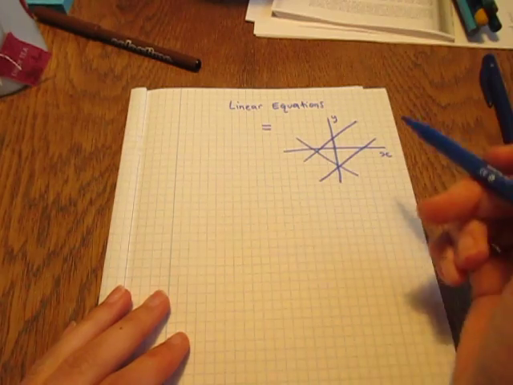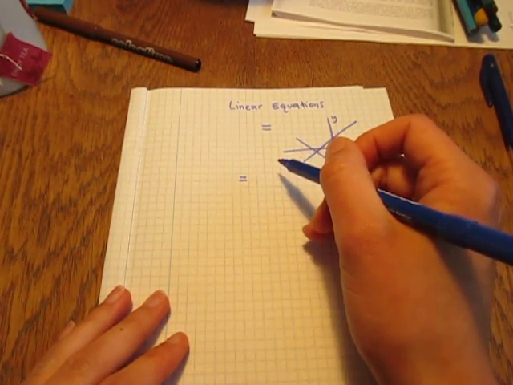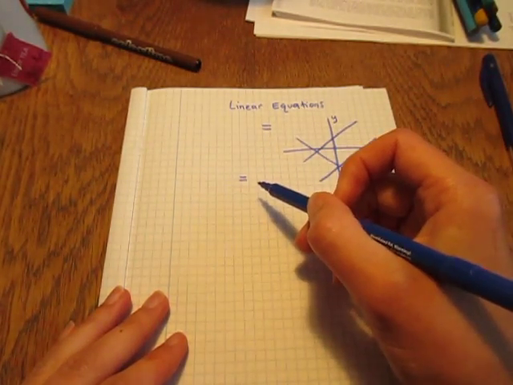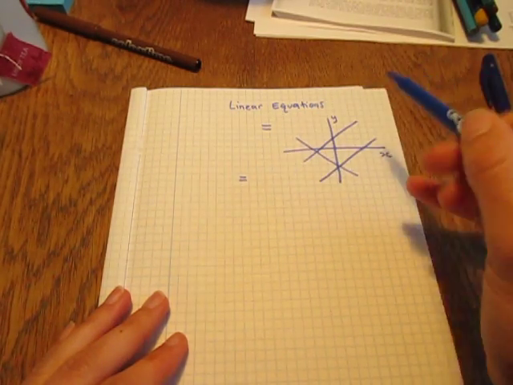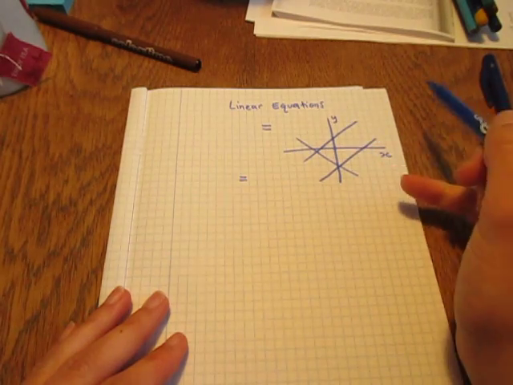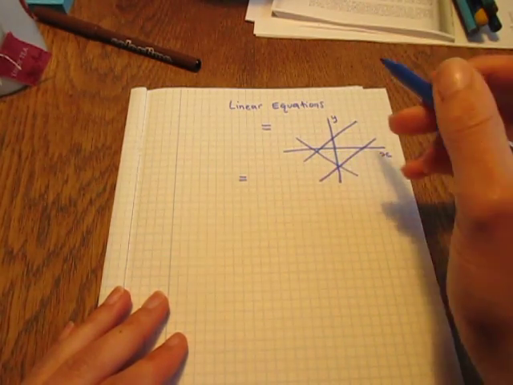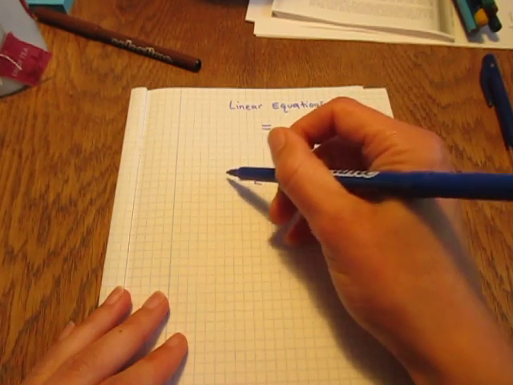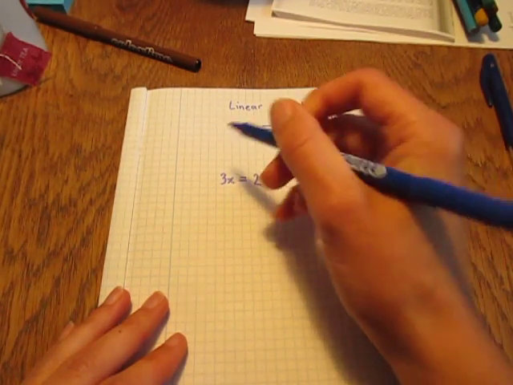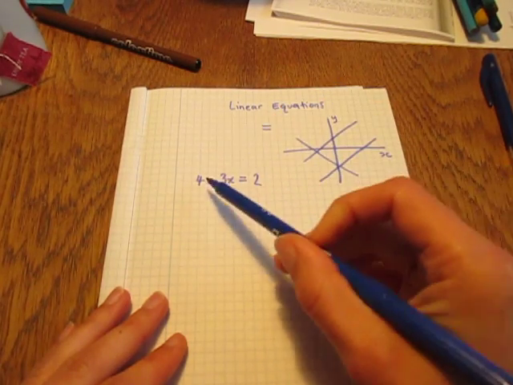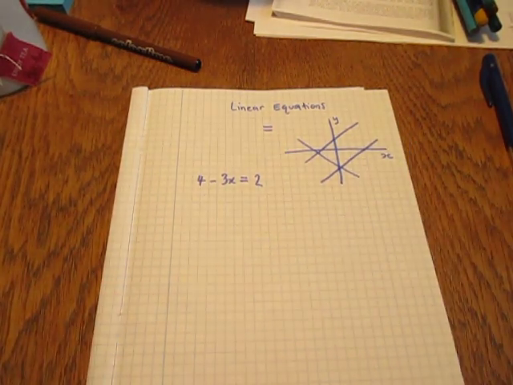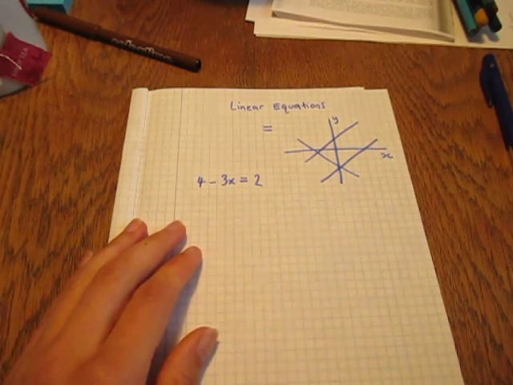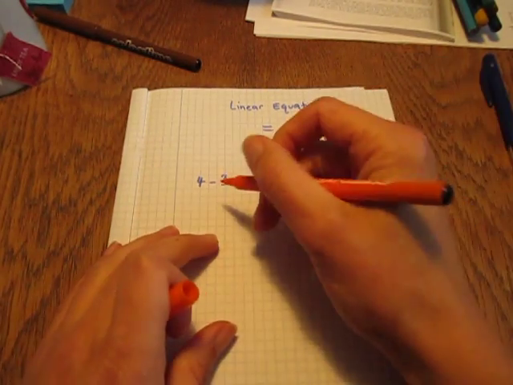Now, when we look at linear equations, we want to be able to manipulate them, just as with any other form of mathematics. So we want to have either x in terms of y or y in terms of x. So if we look at the first example, we've got an equation: 4 minus 3x equals 2. And we want to know, in this case, what does x equal?